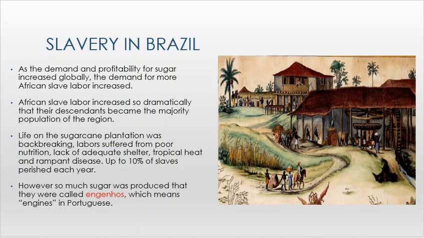Life on the sugarcane plantation was backbreaking. Laborers suffered from poor nutrition, lack of adequate shelter, tropical heat, and rampant disease. Up to 10% of slaves perished each year in these plantations. However, so much sugar was produced on these that they began calling these plantations engenhos, which means engines in Portuguese. It was this massive engine of sugar, so effective at producing sugar that they called them engenhos.